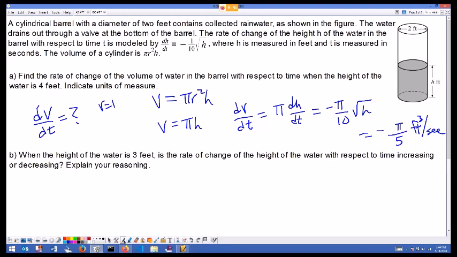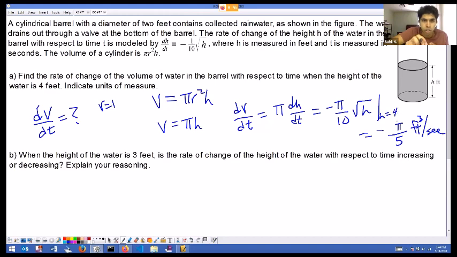Good or no? Could you redo that step again? Because I got, when you differentiate pi r squared h, do you get 2 pi r dh dt? No. R is 1. Anything that is unchanging, like the radius of a circle, the radius of this cylinder does not change. R is 1, plug it in, and then you get pi h.